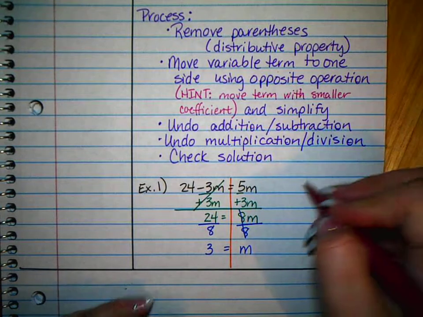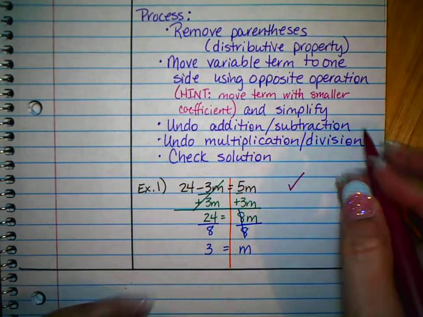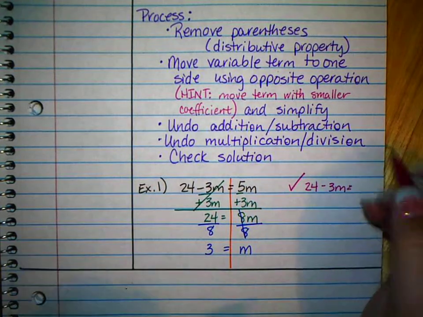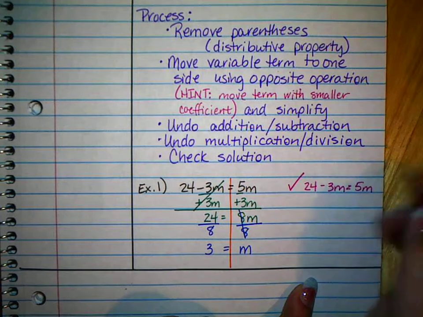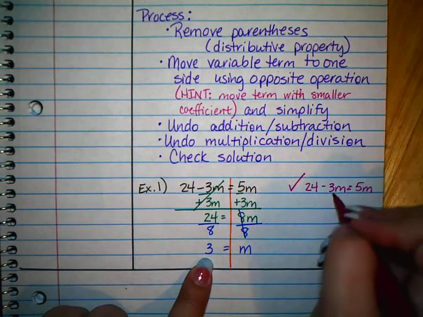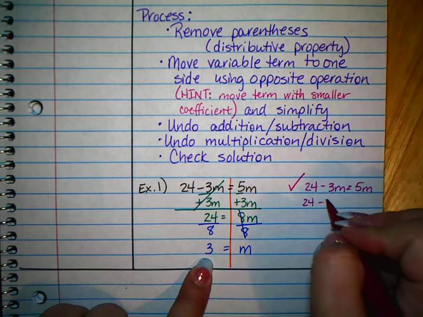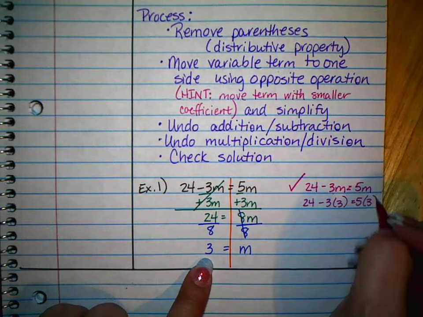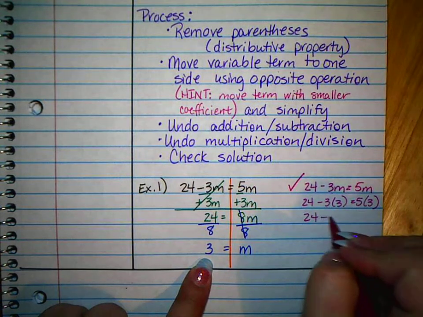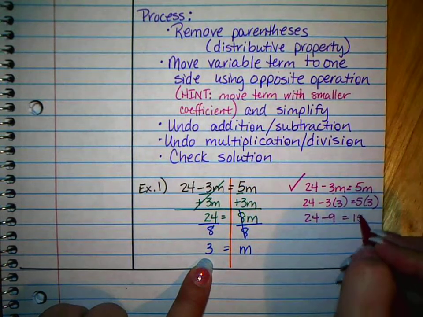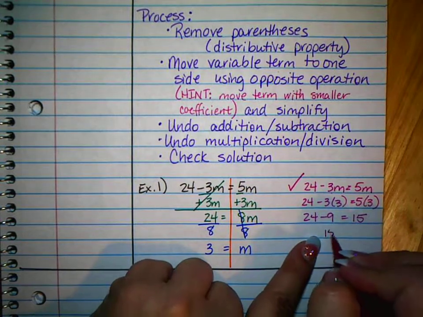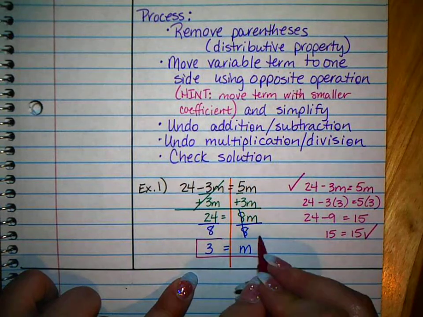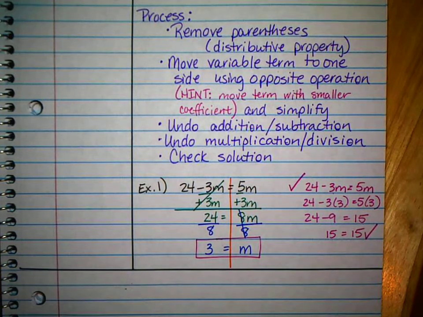Now, before I can box that, I have to check it. My original equation. Now I'm going to substitute 3 in for each of the m's. And I'll work it out. And 24 minus 9 is 15. And that is equal to 15. So it checks. And now I can box my answer.